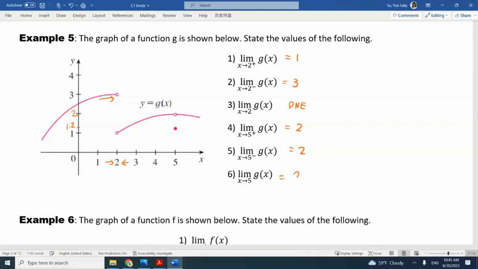Okay. Look at the difference between here and here. So at 2, your left side limit and the right side limit do not match. So the limit does not exist. Right? But at 5, the left side limit and the right side limit, they match. So the limit equals the same number.